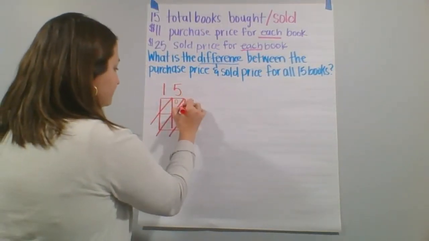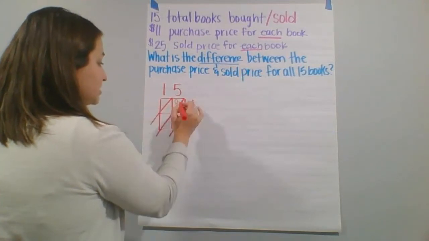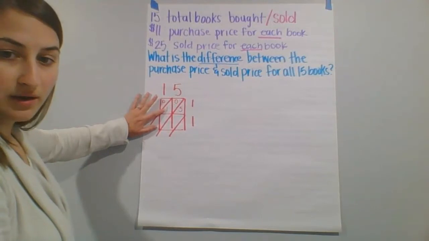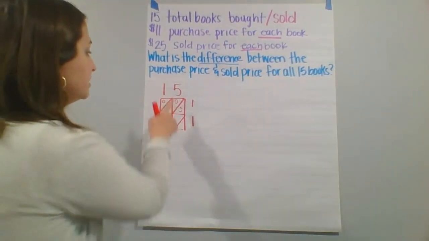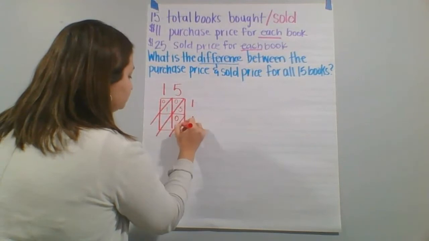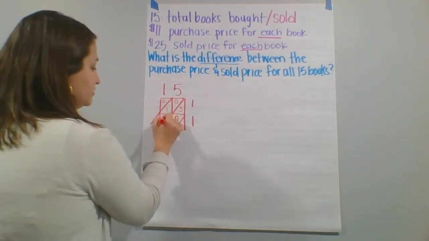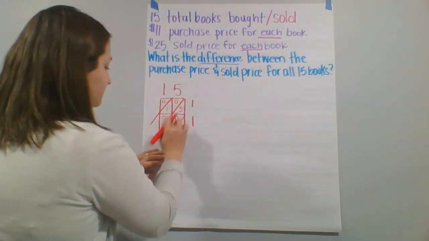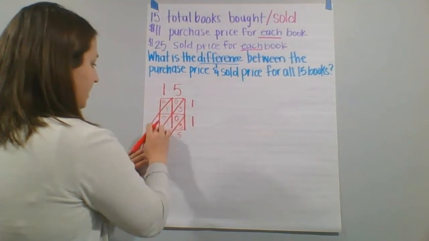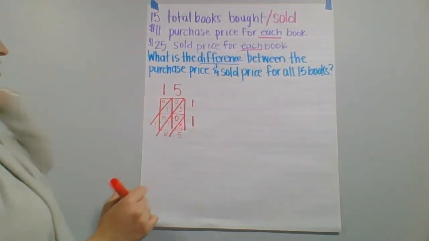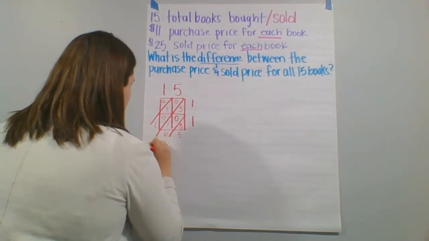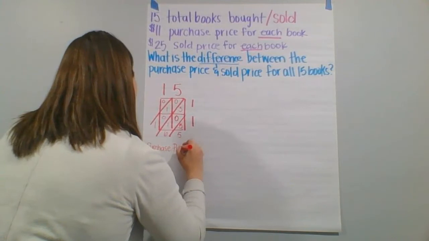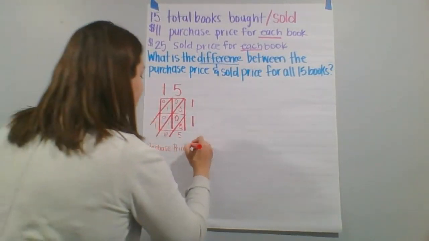5 times 1 is 5. 1 times 1 is 1. So remember, we have 0 tens and 1 one, 0 tens and 5 ones. 5 times 1 is 5. And again, 1 times 1 is 0 tens and 1 one. Now we're going to add. So we have 5. 5 plus 1 is 6. And we have 1. So she buys the books, so the purchase price is going to be $165.